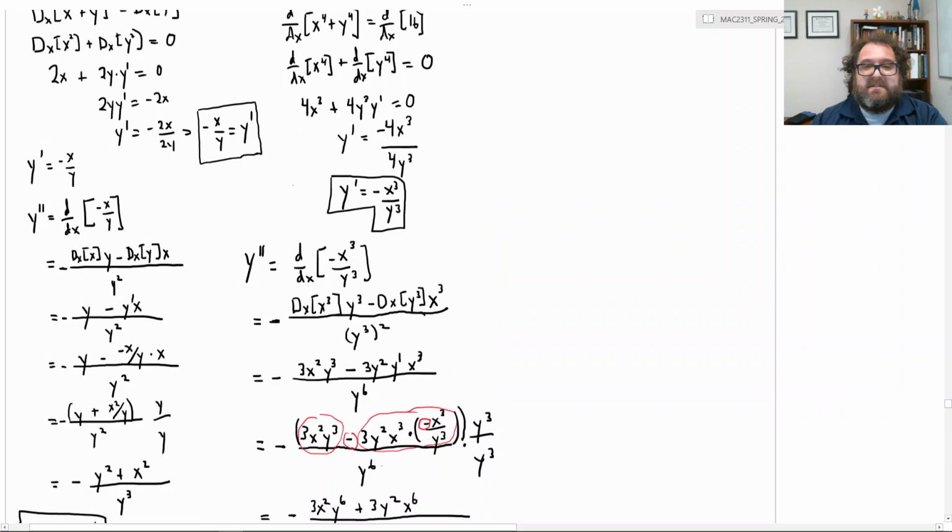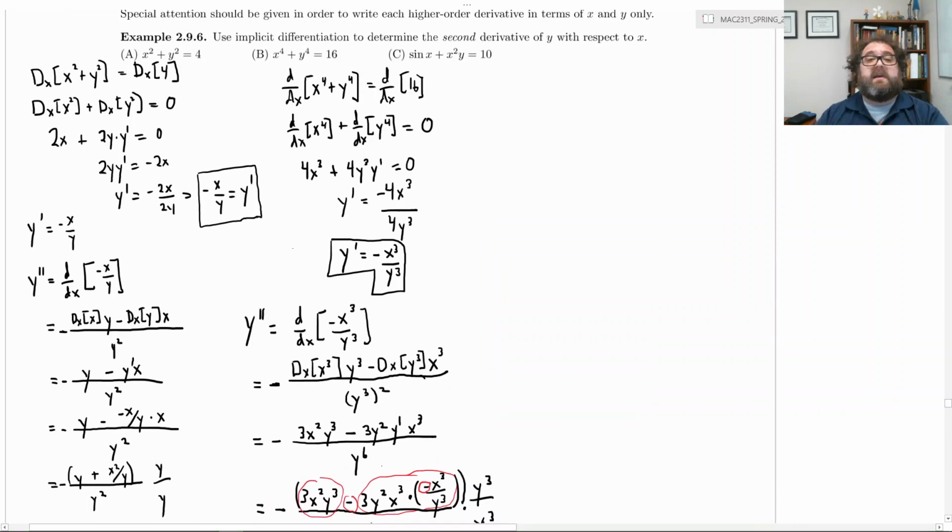Now let's look at the last example. All right, this one will take a little more work because it's got a sign in there and it's got x squared y, which is a product. So this is going to take a little more work. But it's not too bad. Again, as long as we follow the proper rules for implicit differentiation, we should be fine.